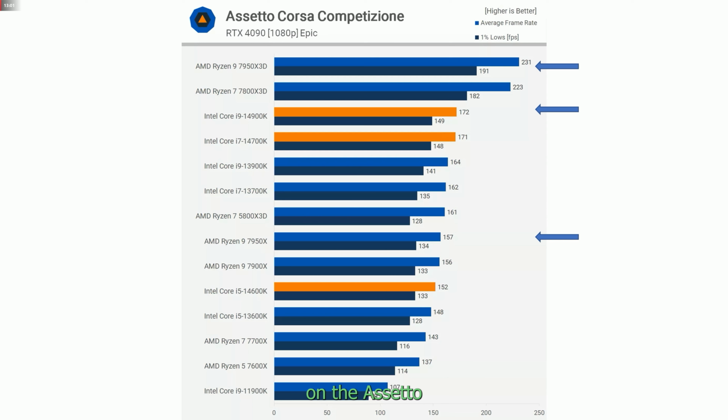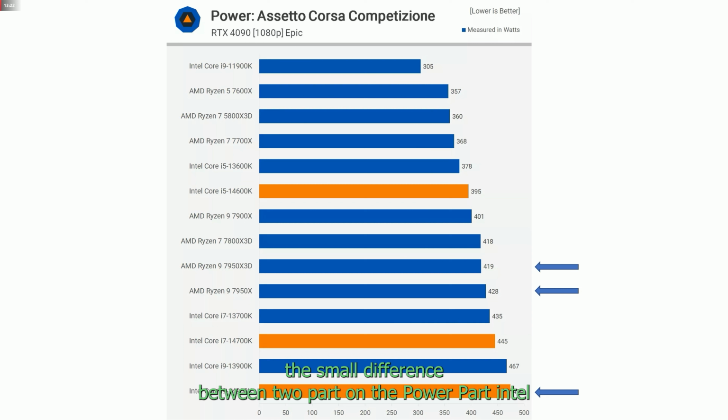On Assetto, we can see the AMD Ryzen 9 7950X3D gets a better result than Core i9 4900K. You can see the small difference between the two parts. On the power part, Intel and AMD get a near result in Assetto.